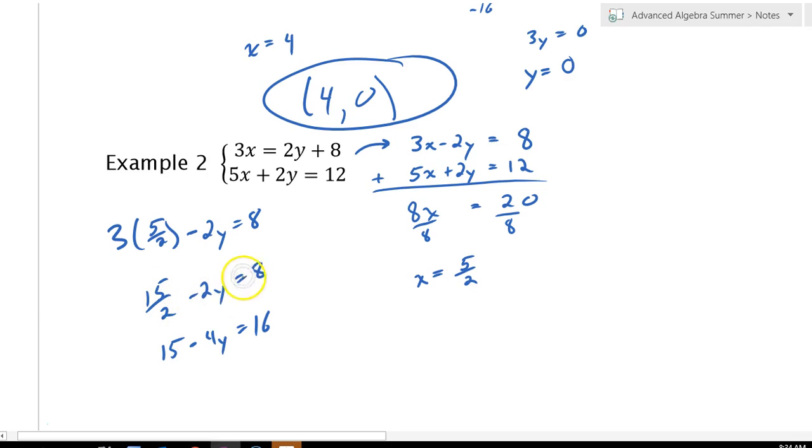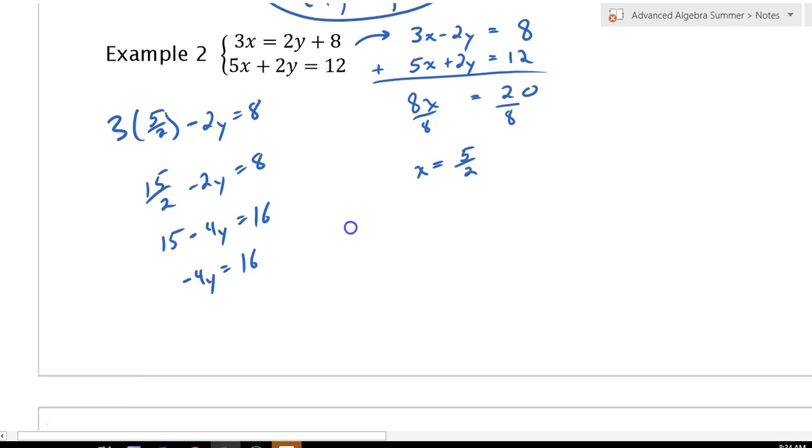Or you could go ahead and do in the calculator 8 minus parentheses 15 divided by 2 parentheses with your fraction text. Here I'm going to subtract 15 from both sides, so I'll get negative 4y is equal to 1, sorry. And when we divide by negative 4, we'll get y is equal to negative 1 over 4. So our solution would be 5 over 2 and negative 1 over 4.